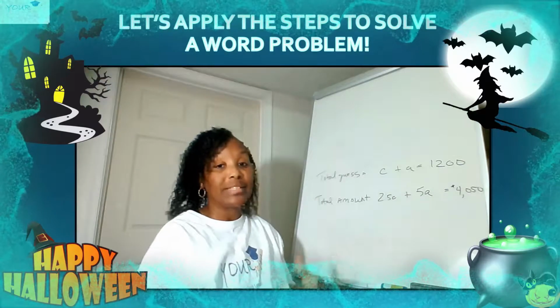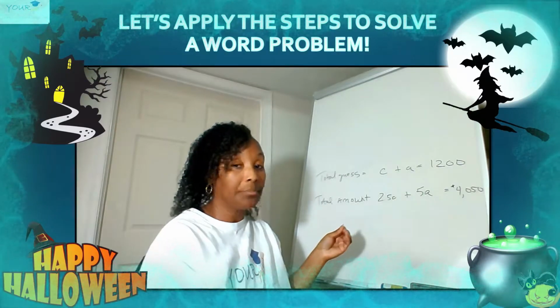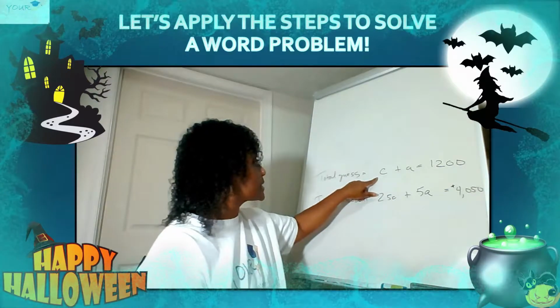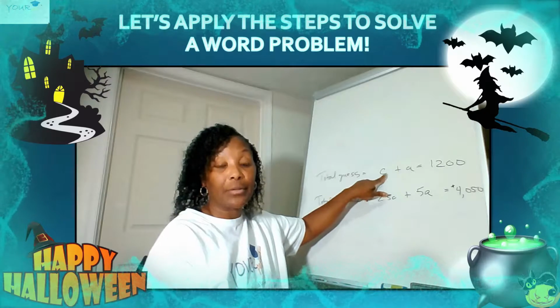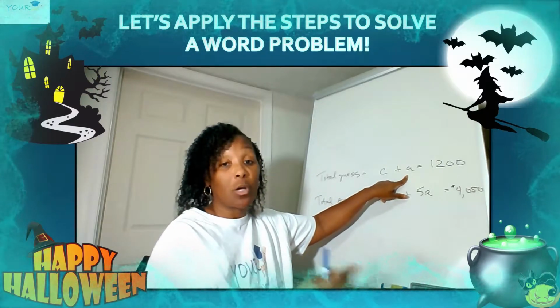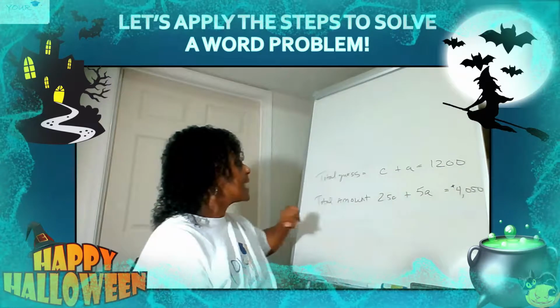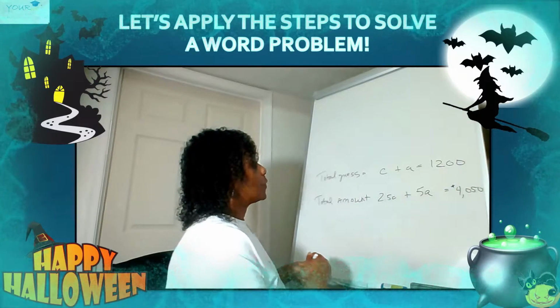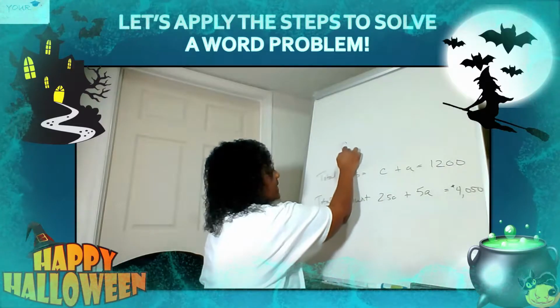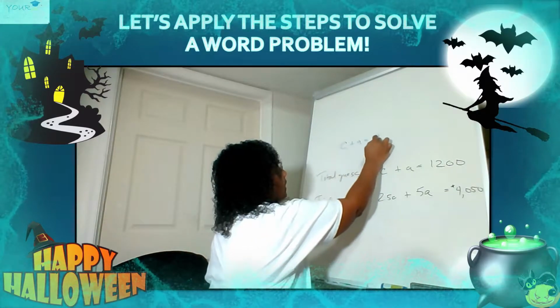Okay, and like we did in the previous problem, you want to make sure that you solve for one of your variables. So now here we can solve for either C or we can solve for A, but we need to choose to solve for one of them, okay? In this case, we're going to go ahead and solve for C, and I'm going to write it here. So here we have C plus A equals 1,200.